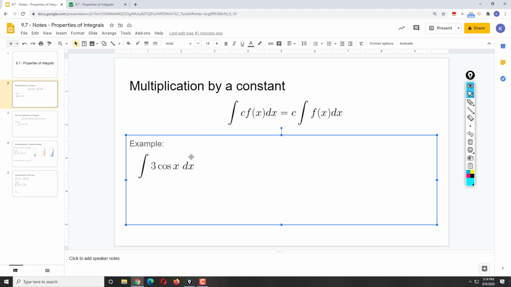For example, the integral of 3 times cosine x dx. 3 is a constant, so that's equal to 3 times the integral of cosine x dx. The integral of cosine x is sine x, so this is equal to 3 sine x plus our constant. Okay? That's it.